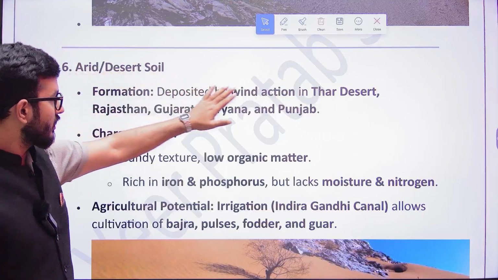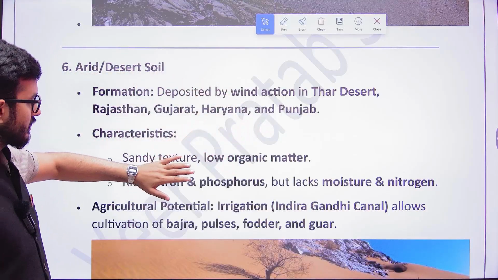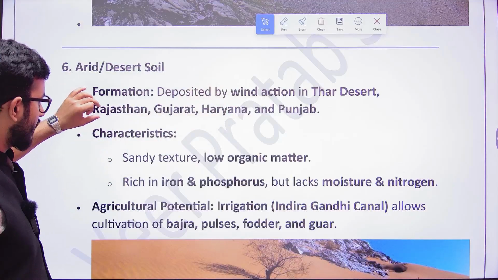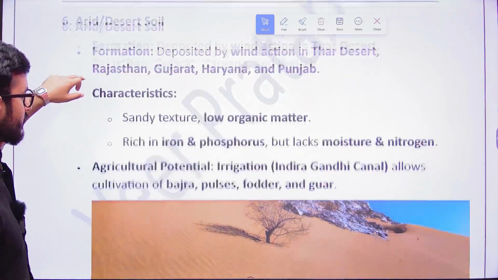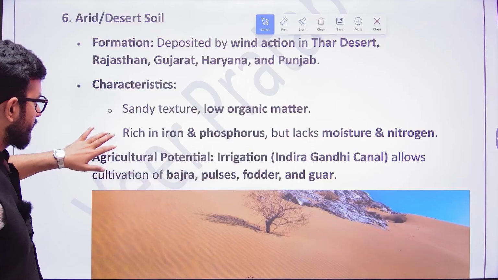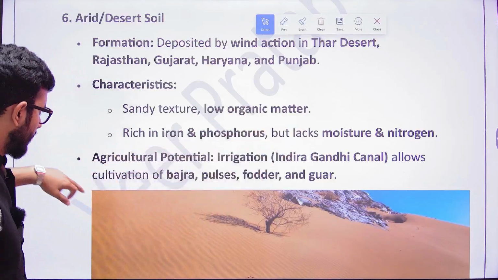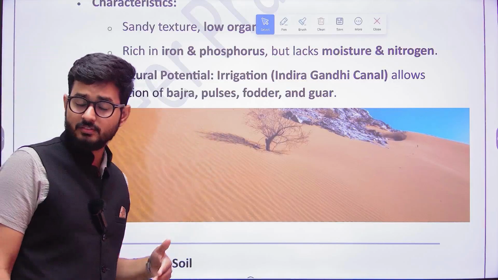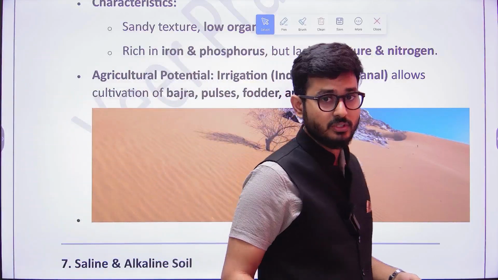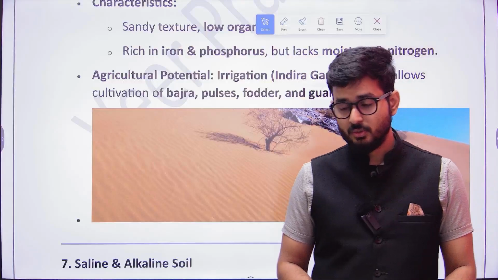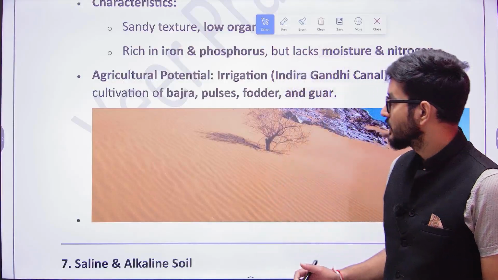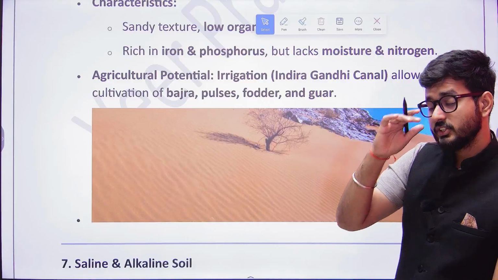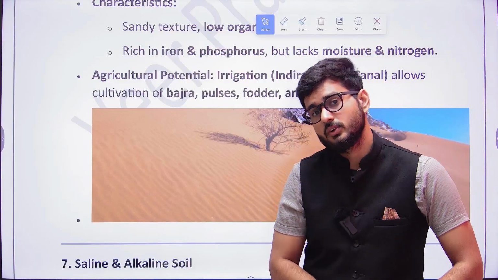Then, on the areas where this particular type of soil is found, it is found in the Thar desert, Rajasthan, Gujarat, Haryana, and Punjab. They have very low organic matter, so cancel this particular statement. However, we cannot say that this area will never grow anything. It can grow something. For example, you might have read about the Indira Gandhi canal in the Rajasthan area. Initially that area also had this type of soil only.